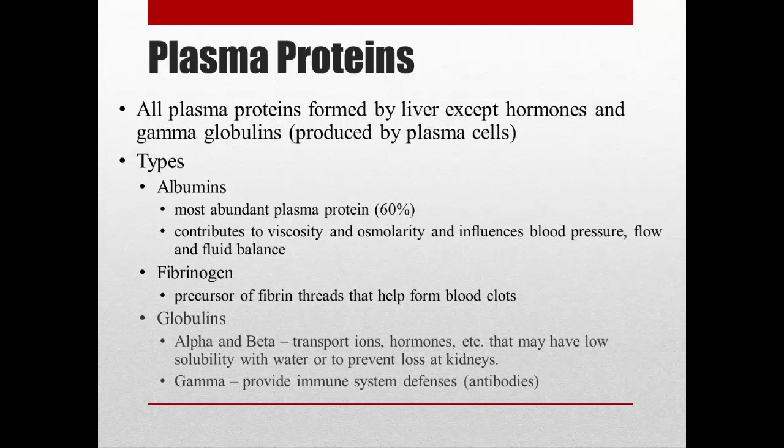And then globulins are the last of the major plasma proteins. Again, these are made in the liver. Alpha and betas, I should say, are the ones made in the liver. These could transport ions. They could include hormones, so we've got some that are going to be liver, some that are not, and other things that may have a low solubility in water or prevent loss at the kidneys. And then last, the gamma globulins. As I mentioned before, the gamma globulins are actually part of the immune system.